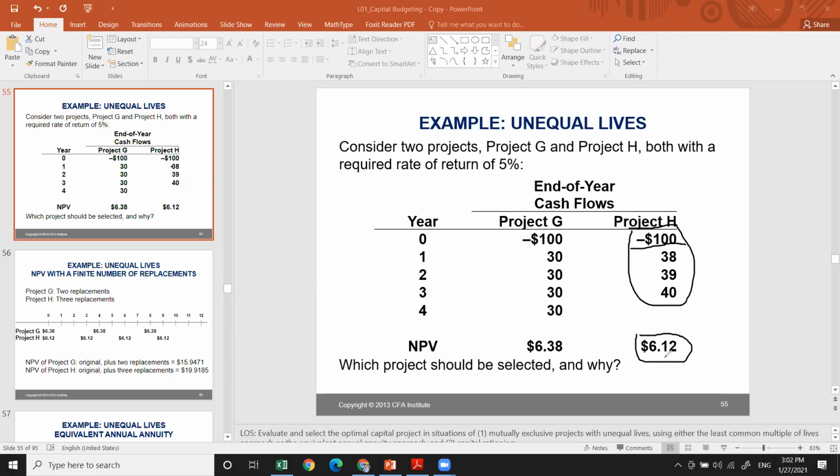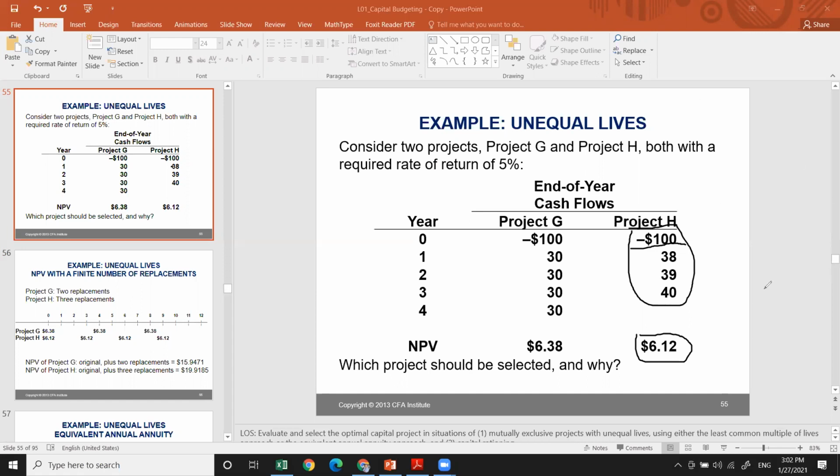It's limited by time. For example, during 4 years, would project G be better? That's why we need a common denominator. That's the reason we cannot say that project G is greater than project H because it gives you more cash flow. You cannot say this because we need to compare the ages of the projects.